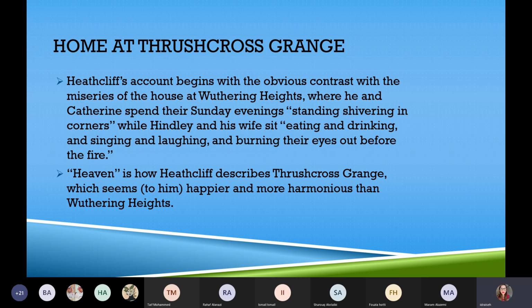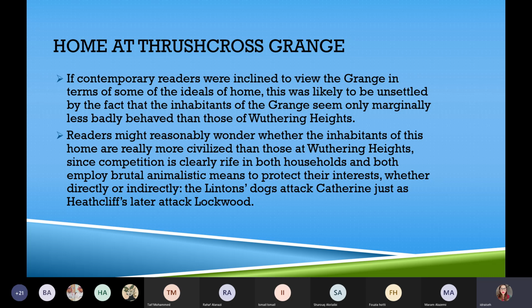So Hindley and his wife and son, Hareton, are sitting inside, singing, laughing, and enjoying their Sunday evening. Then Heathcliff and Catherine go and look into Thrushcross Grange through the window, at the inhabitants there, the Lintons. And it makes him feel that this is a happier family, that they don't have the same hypocrisy that the family at Wuthering Heights has. To him, this family at the Grange is living in more harmony than the people in Wuthering Heights, and at that point he even says that the Grange is like heaven. But we really don't know whether Heathcliff really said that or whether Nelly Dean is making that up.